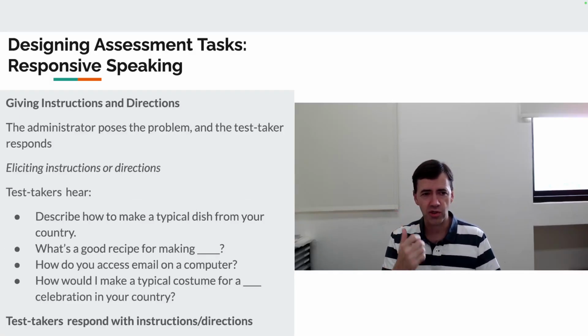Okay, another type you could do is giving instructions and directions. So the test administrator will pose a problem or a prompt, and then the test taker responds. So here's an example of eliciting instructions or directions. The test taker will hear something like this. There's many more in the book. I just wrote 4 down. Describe how to make a typical dish from your country. Or what's a good recipe for making bread or cookies or something.